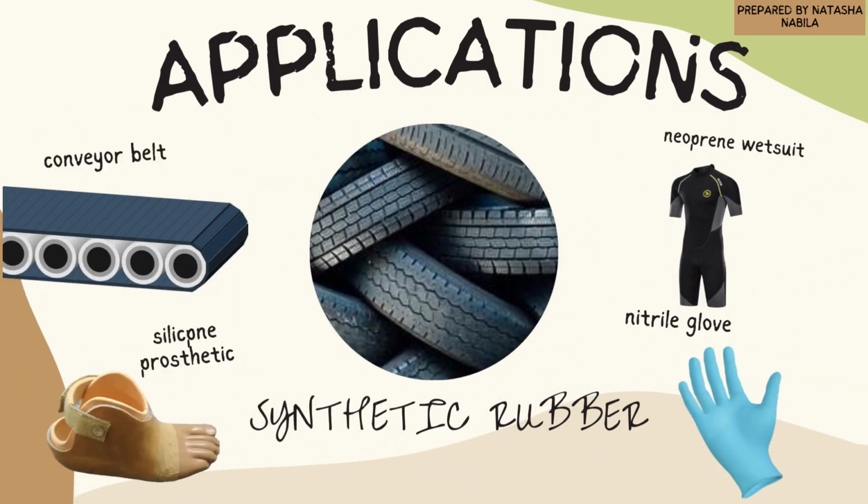Synthetic rubber applications. Now, let's talk about the other rubber made in a lab. Neoprene wetsuits. People use it to make comfy wetsuits for swimming and surfing. Nitrile gloves. For folks who cannot use natural rubber, nitrile gloves are perfect for protecting their hands. Conveyor belts. Ever wonder how stuff moves around in factories? Synthetic rubber helps with that. Silicone prosthetics. Special rubber helps create artificial limbs, making life better for some people.